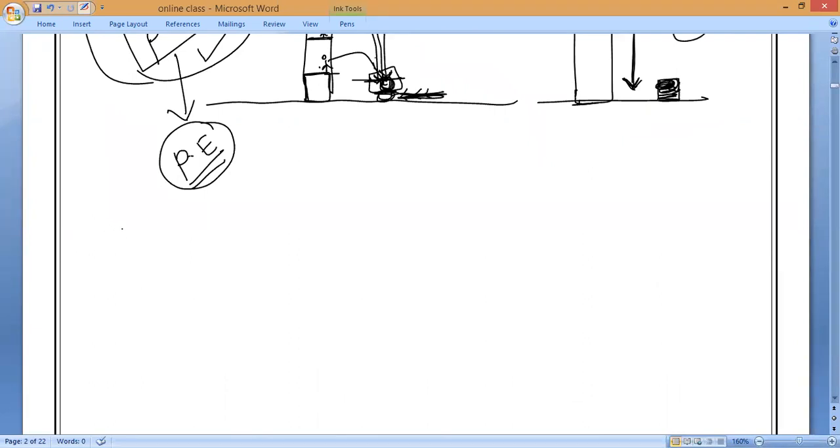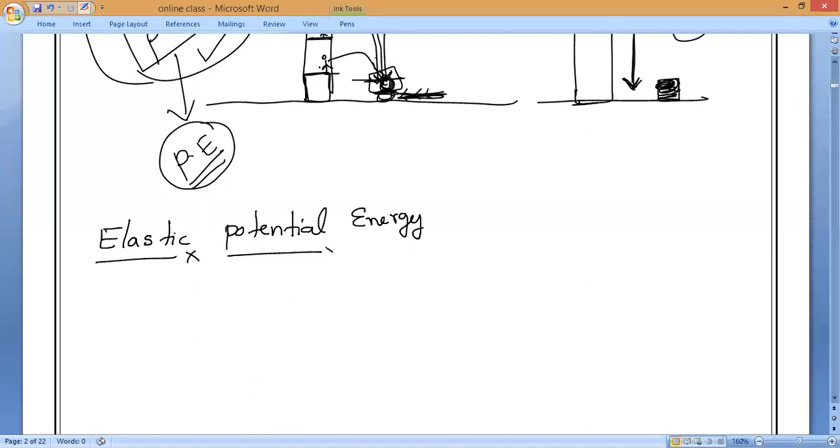Please, all of you write. That is what we call elastic potential energy. Write it. Elastic potential energy. So everybody should tell me: elastic potential energy means it is possessed by the body due to change in what? Due to change in its shape and size. That is what is called elastic potential energy.